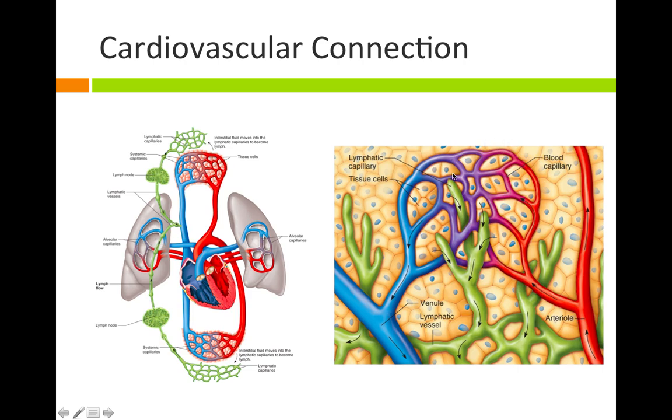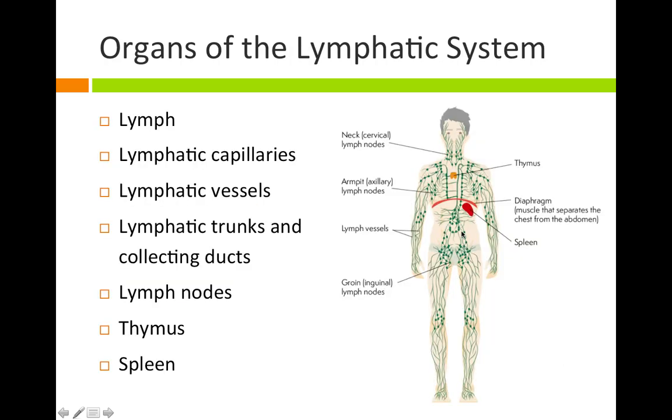So, the cardiovascular system is a closed loop that is continually being pumped by the heart. The lymphatic system, on the other hand, actually stops and dead ends in all these different places among the capillaries.